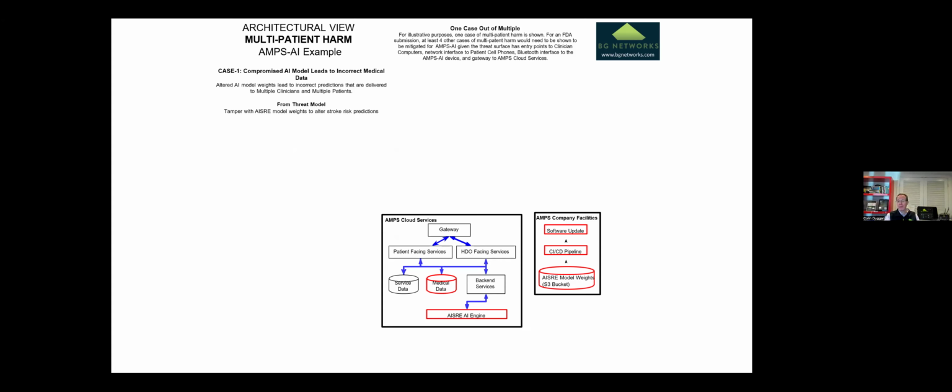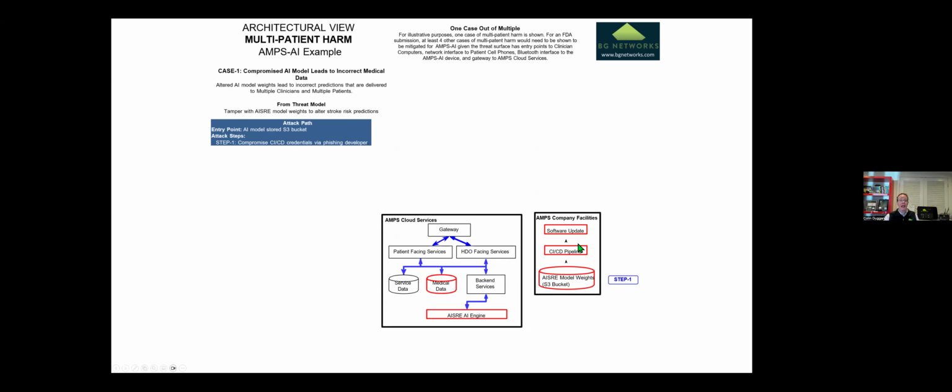I usually expect, when I'm doing these architectural diagrams, to have multiple diagrams under multi-patient harm. And it's not a ton of work, but I think it is something that the FDA does appreciate. Step one is where the compromise would happen.